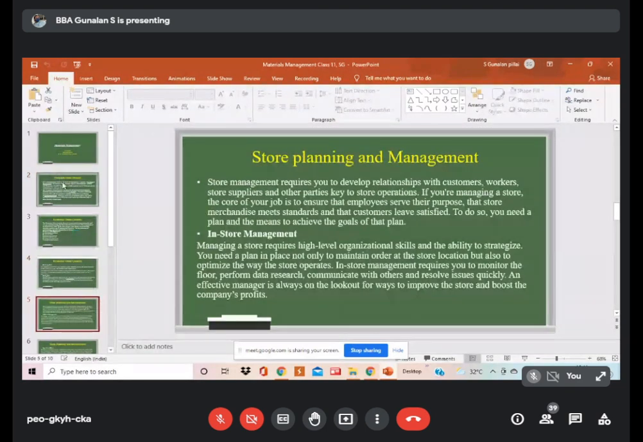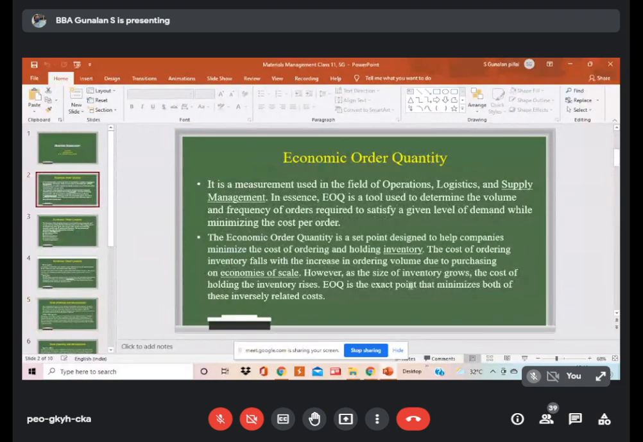We will finish this one. It is a measurement used in the field of operations, logistics, and supply chain management. In essence, economic order quantity is a tool used to determine the volume and frequency of orders.